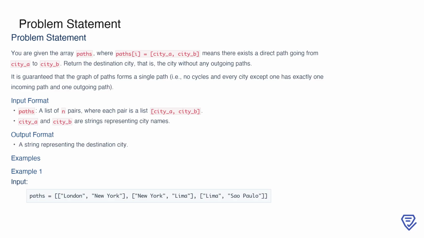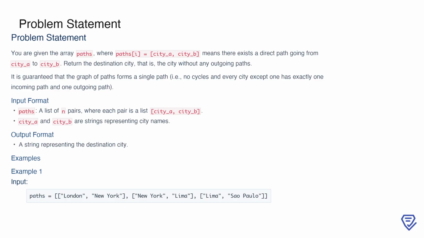The problem guarantees that the graph of these paths forms a single continuous path without any cycles. In other words, every city except one will have both one incoming path and one outgoing path. The destination city is unique because it only has an incoming path and no outgoing connections.